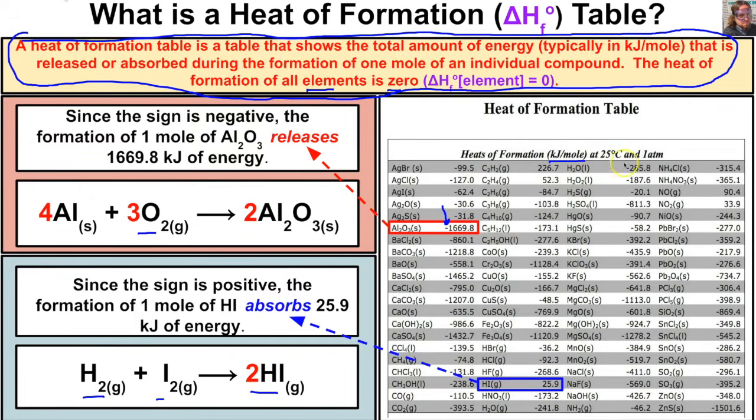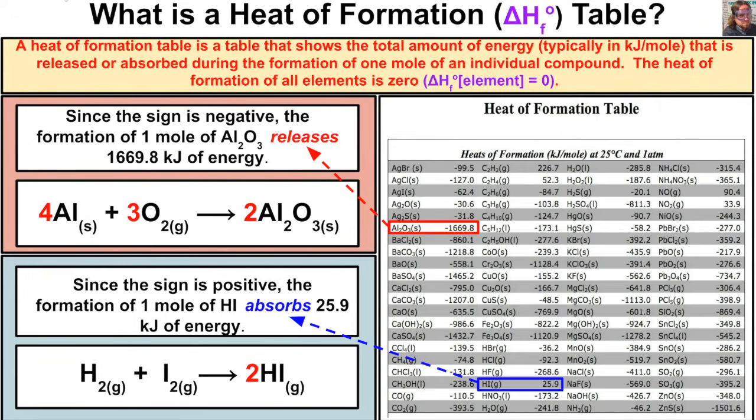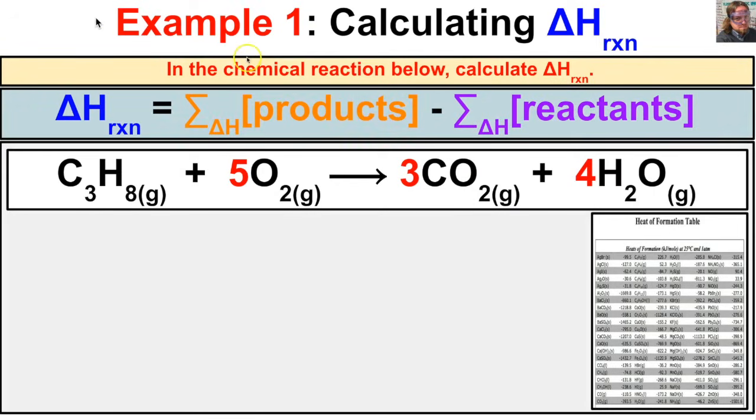So let's go ahead and apply this heat of formation table into 2 different example problems where we learn how to calculate the heat of the reaction, and then we learn how to calculate the heat of the reaction when we're given a specific quantity of a substance in the chemical reaction. In this first example, it says in the chemical reaction below, we need to calculate the heat of the reaction. So what we're asked to do in this problem is we are asked to figure out how much energy this chemical reaction is either going to release or absorb. And so let's take a look at this chemical reaction.